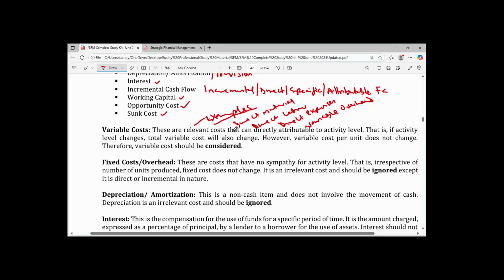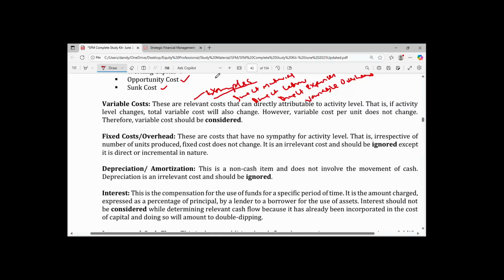The next one is fixed cost. Fixed costs are costs that have no sympathy for activity level, which means that irrespective of the production volume, irrespective of the number of units produced, fixed costs will not change. Provided fixed costs will not change, then it is irrelevant. All right. But again, there are 3 different ways examiner can test you on fixed cost. You have to be very careful.